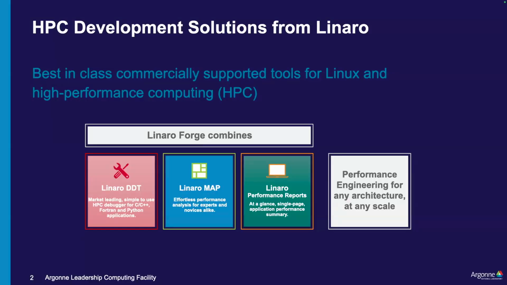So Forge, from a high level, is an HPC development solution toolkit from Linaro. It is comprised of three distinct tools. We have DDT, the highly scalable debugger, and you're able to debug anything from a single process all the way up to hundreds of thousands of processes. The debugger is built from the ground up to be scalable, so you can debug multi-threaded applications, typically using MPI or SIMD-type codes.